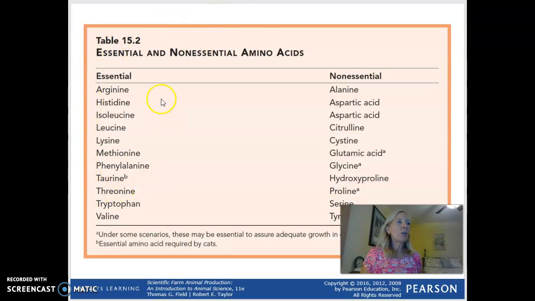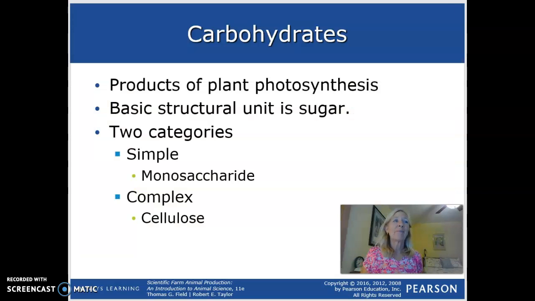So here's your essential amino acids. Oh yeah, so taurine is the amino acid that's required by cats. I know a lot of you are vet tech students, so you probably already knew that. Tryptophan might sound familiar. That's the amino acid that makes you really sleepy after you eat turkey. Anyway, Thanksgiving. So carbohydrates are the next category after proteins.